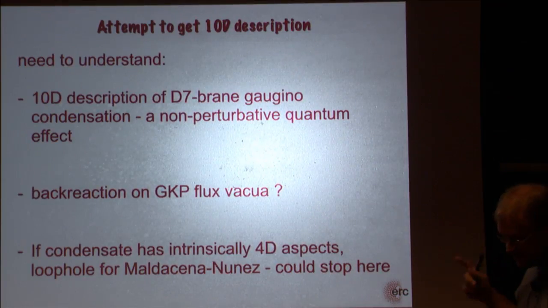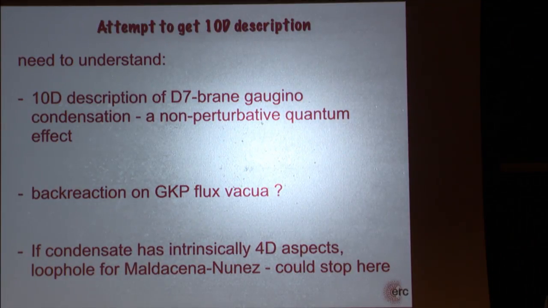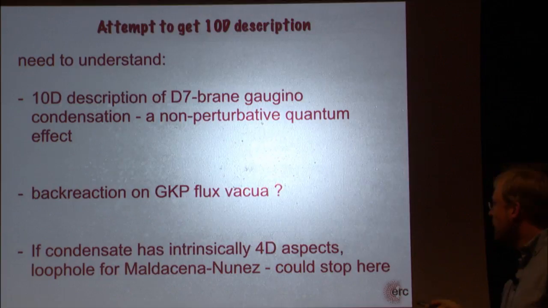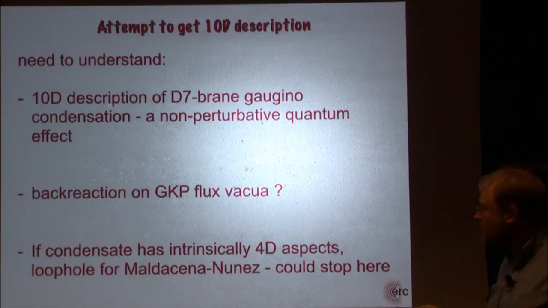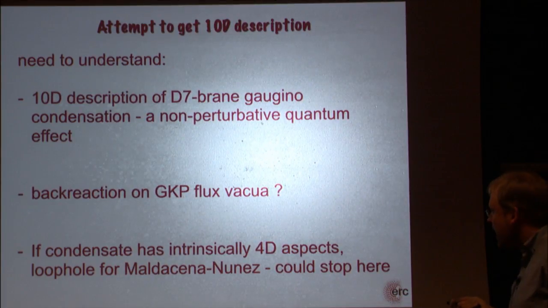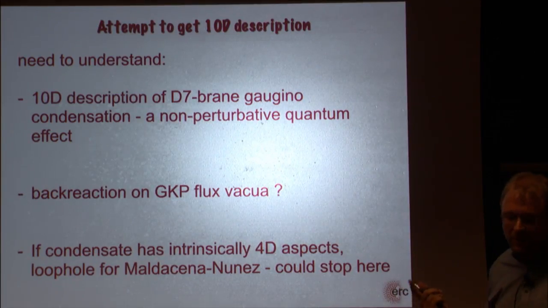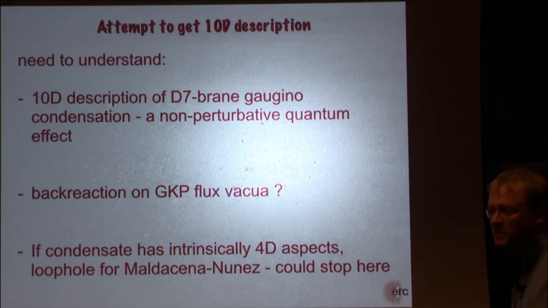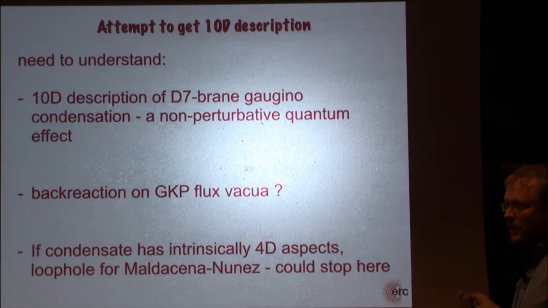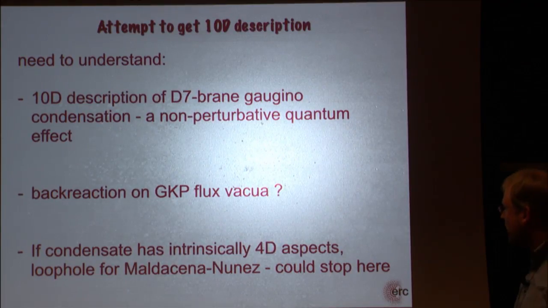So now the point is that it was already discussed in Maldacena-Nunez. You get certain no-go theorems for de Sitter from linearly realized supersymmetry. Now, if this condensation effect, this non-perturbative quantum effect in KKLT, comes from gaugino condensation, and if that gaugino condensation on a stack of 7-branes has intrinsically 4-dimensional aspects that cannot be captured by a 10D description, then I could stop, because that already is a loophole to the Maldacena-Nunez theorem, and then I'm already done. I can't go on applying that theorem. Then already, at that point, I could stop.